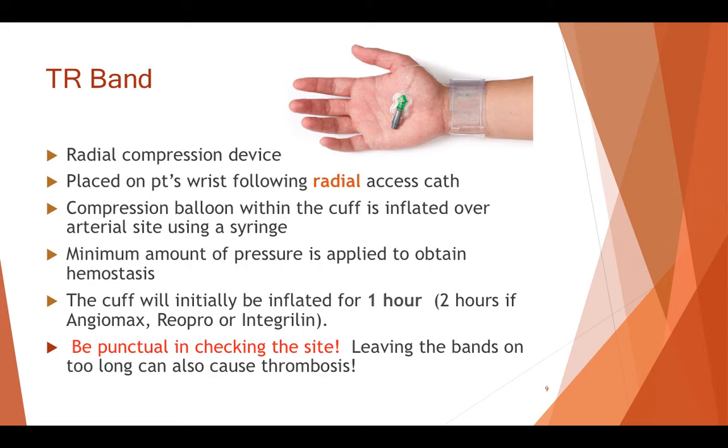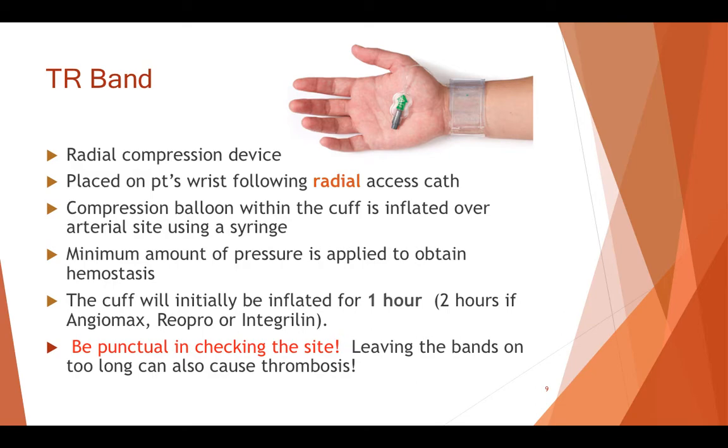For radial sites, patients might come back with what we call a TR band. It is a radial compression device that they put on in the cath lab to help compress the artery right after they take the catheter out, to help prevent bleeding. Essentially they have inflated a balloon over the wrist to help compress the artery, and our role as post-cath care nurses is to determine whether that balloon can be deflated and that band can safely come off. So the balloon and the compression is what's keeping the artery from bleeding out post-cath.